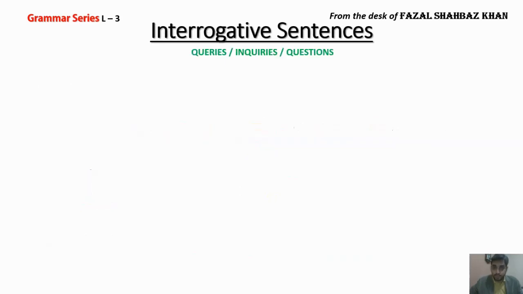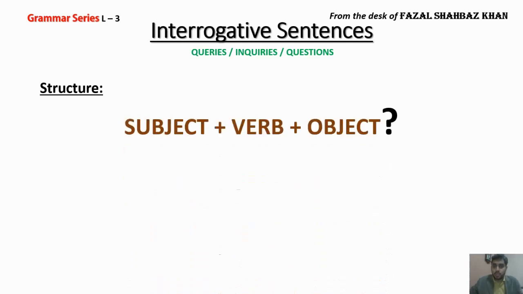Moving on to the second one. Now let us talk about interrogative sentences. It talks about queries, inquiries, as well as questions. When we inquire something, when we ask something, we talk about interrogative. Now let us take a look at its structure. The same type of elements, like we have subject, we have verb, and we have object, but we do have a question mark right at the end, as you can see.